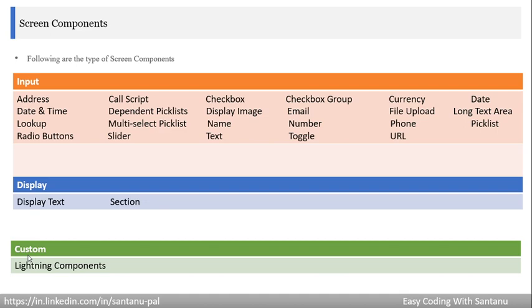Next is display. In the display type, we can consider two types that are responsible for showing the display-related part in the screen component. One is for display text, another is if we want to build some section in the flow screen. And the last one is custom, where you can place a Lightning web component or Lightning Aura component directly in your flow. So there are three types of components with respect to screen components in the screen flow.